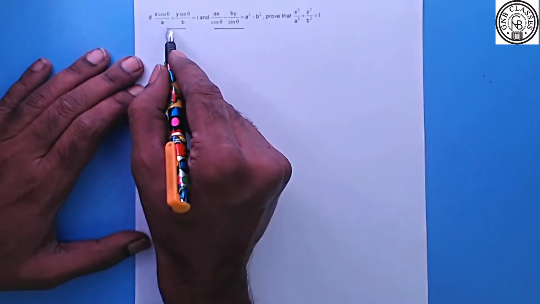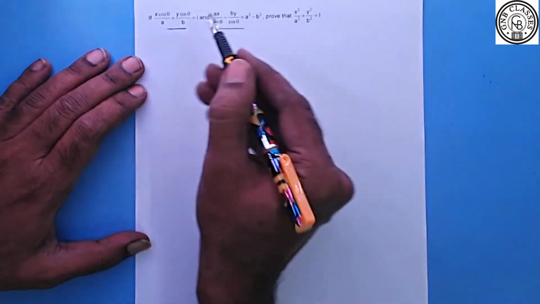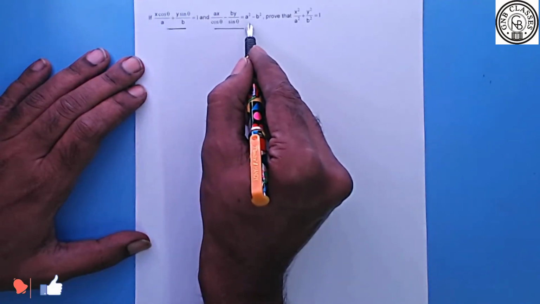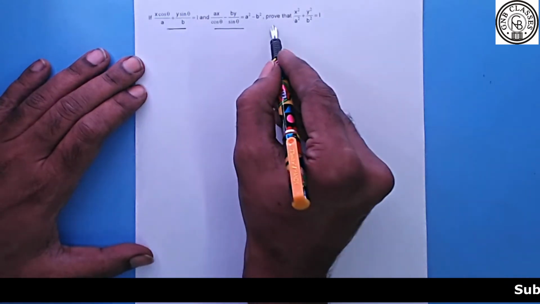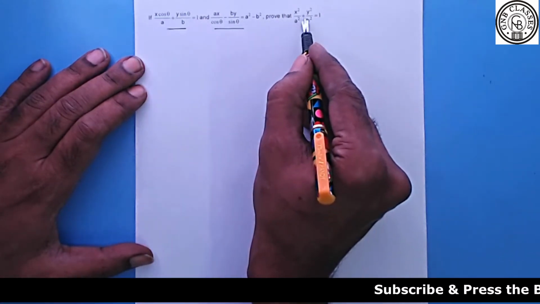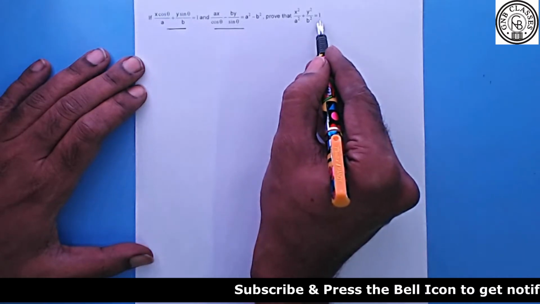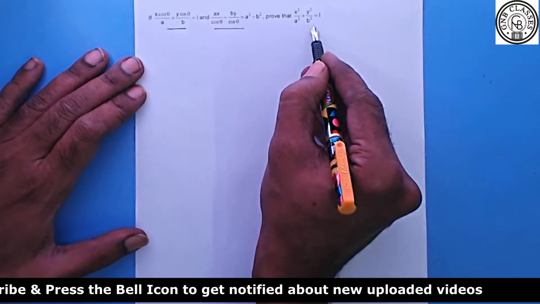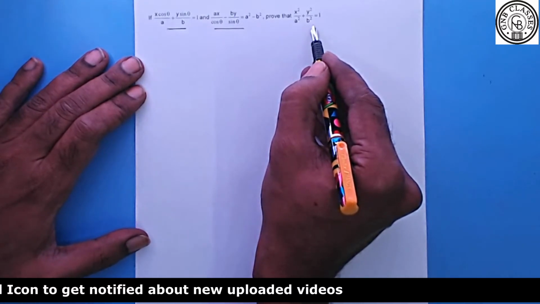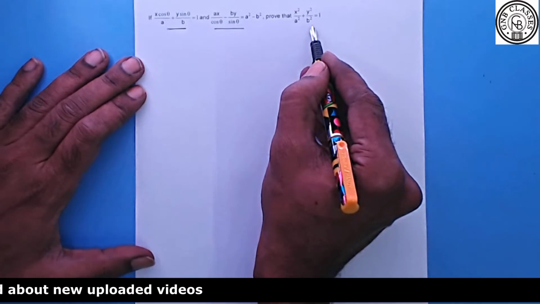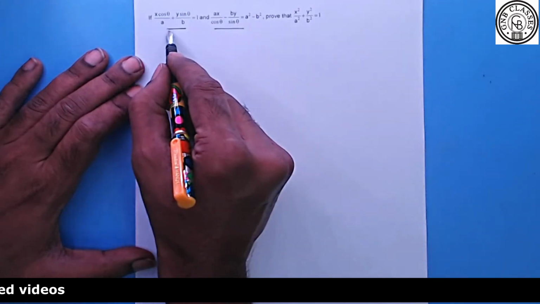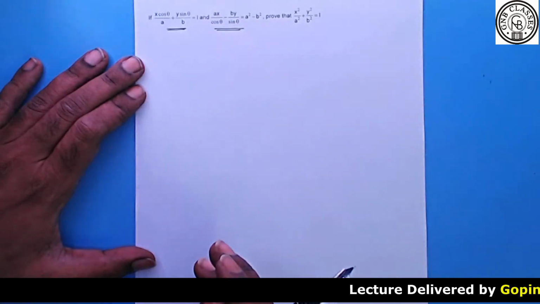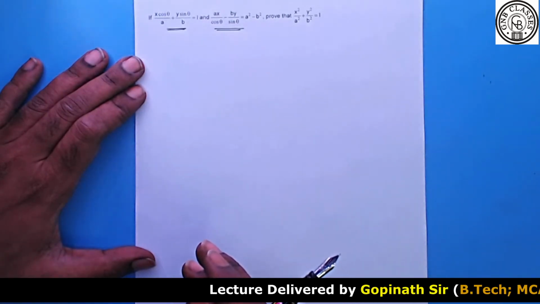If x cos theta by a plus y sin theta by b, and ax by cos theta minus by by sin theta equals a square minus b square, then prove that x square by a square plus y square by b square equals 1. So clearly from the proof part, it is easy to understand that we have to find out a relation where there is no theta. So we have to eliminate theta from these given two equations.